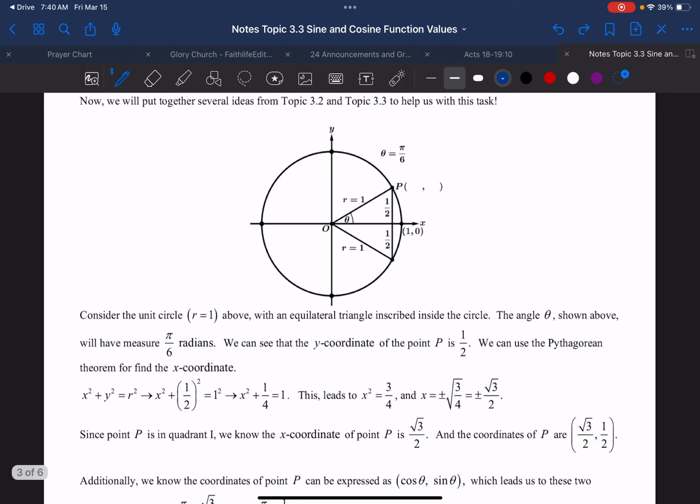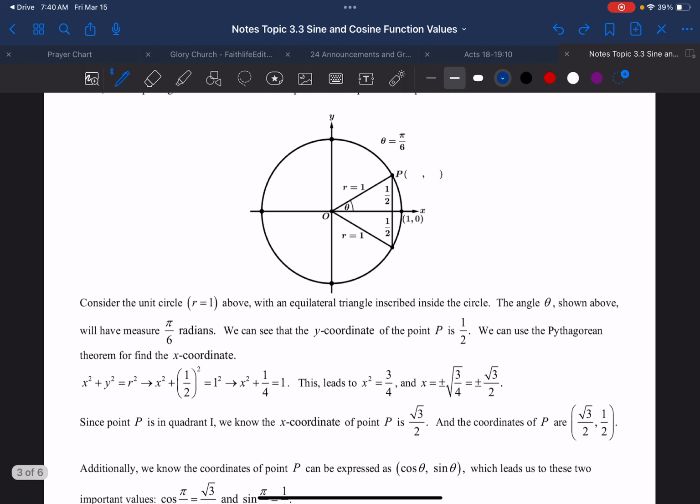I know this looks like a lot, but consider this unit circle above with an equilateral triangle inscribed inside the circle. The angle theta, shown above, will have a measure of pi over 6, which we know. We've been writing it out here, which can cause a little confusion, but what we've been talking about the whole time is that pi over 6 is this angle inside.